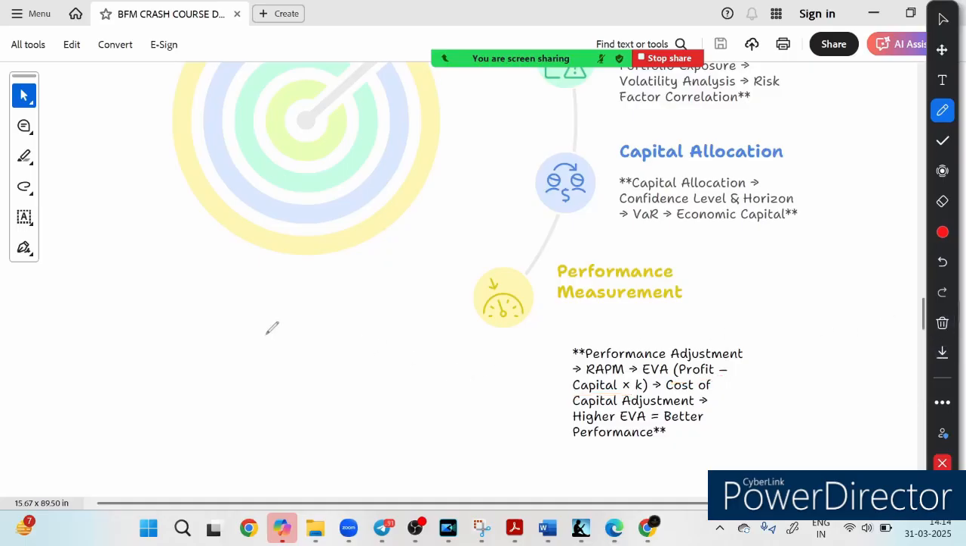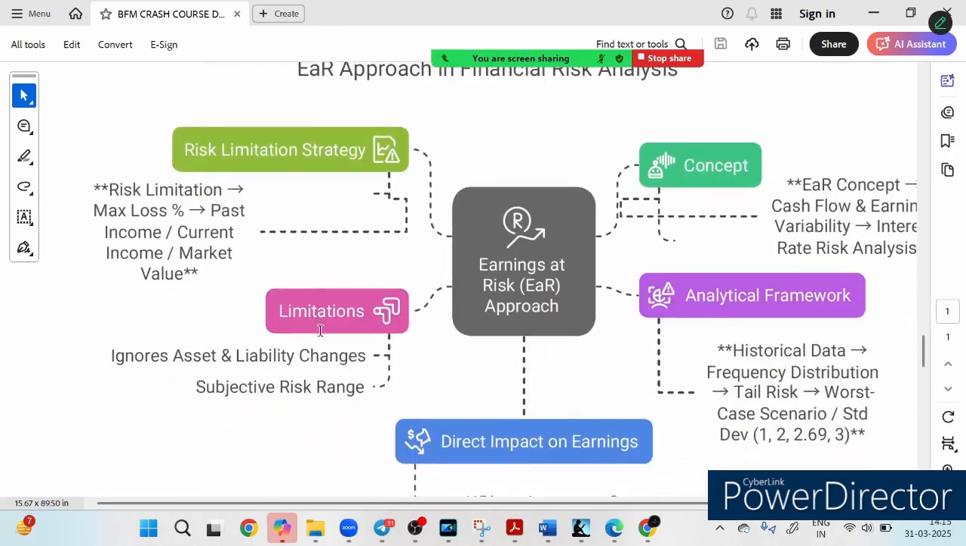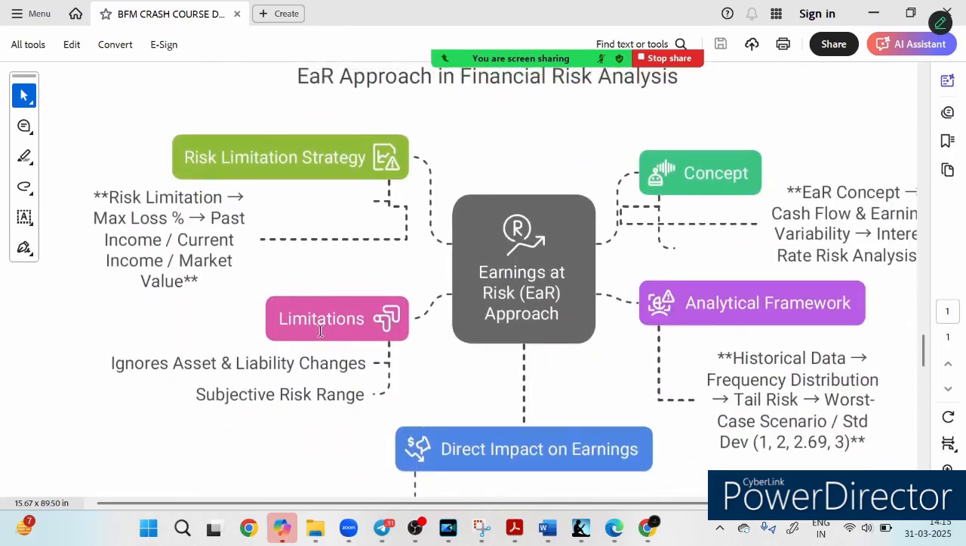Every aspect of unit number 31 has been taken care of in this particular lecture. Now friends, let's look at this EAR approach. Very important thing, right? Friends, what if you could predict how much your earning might drop due to risk? That is exactly what the earning at risk approach helps with. It is a powerful method used by businesses and banks to assess how fluctuation in market conditions like interest rate or cash flow can impact their income.